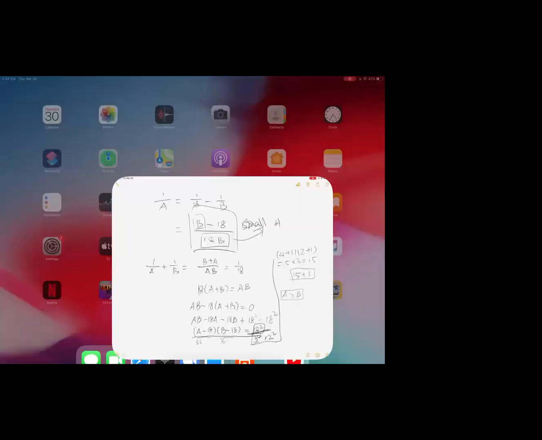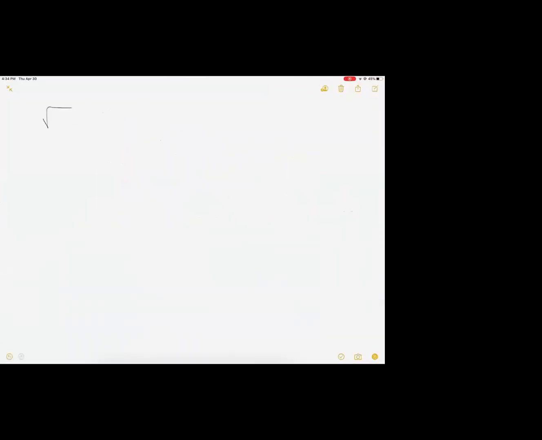So first, I wrote the cube root of (2 plus root of 5) plus the cube root of (2 minus root of 5) equals x. You make it equal to x. Okay. And then I cubed both sides. You cube both sides, okay?